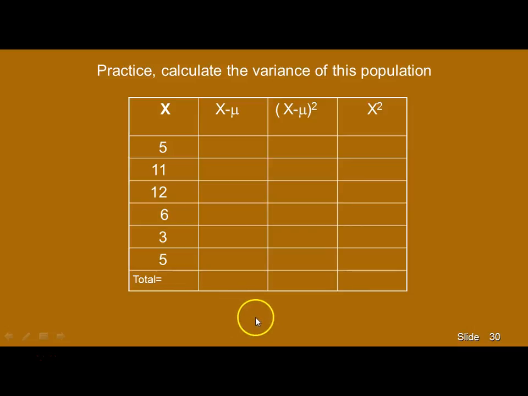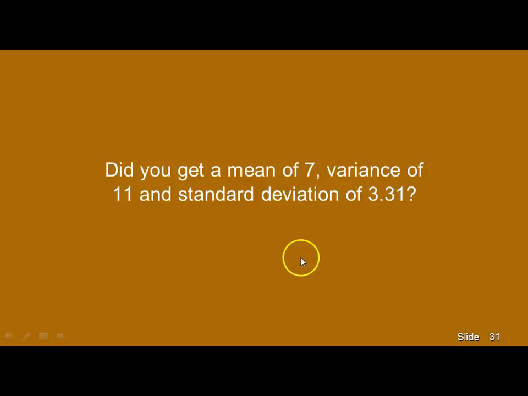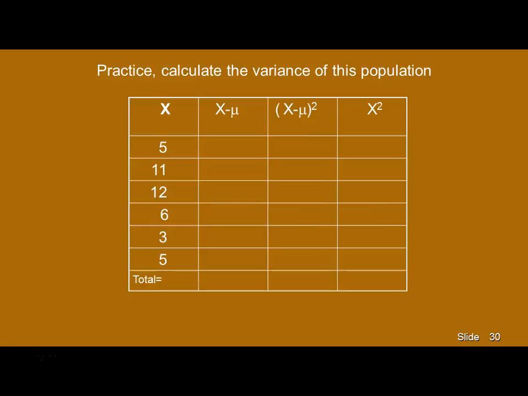Now I'm going to give you the answers here on the next slide. You should get a mean of 7, a population variance of 11, and a population standard deviation of 3.31. But if you do this problem and you don't get those answers, then you need to check your work carefully. And after checking your work, if you still can't get those answers, you need to email me and send me your work and I'll take a look at it.